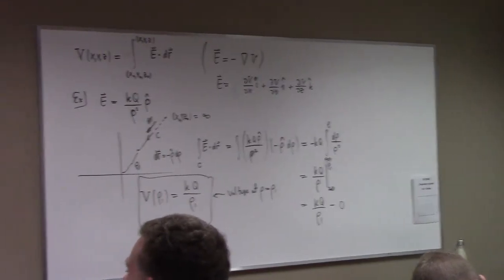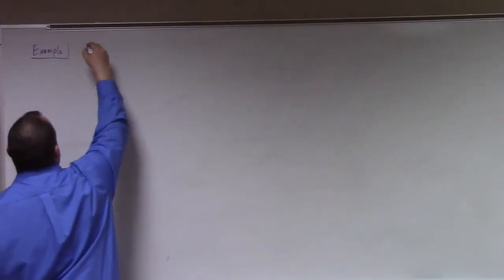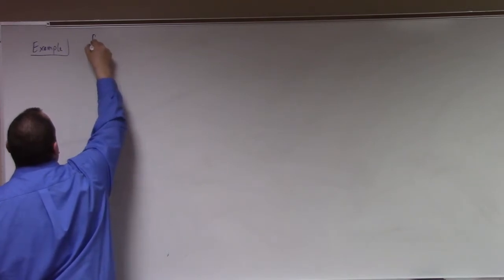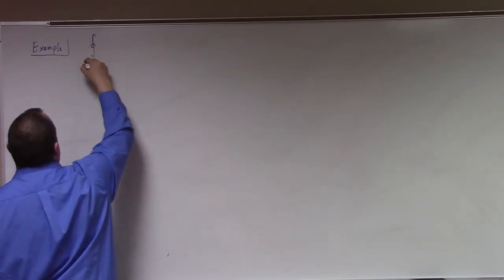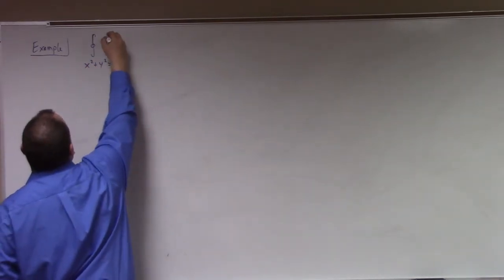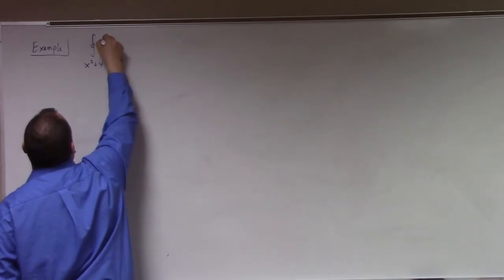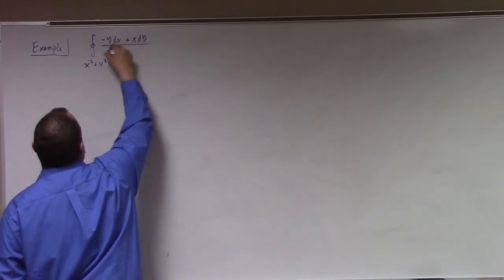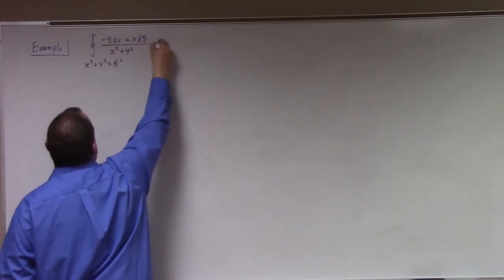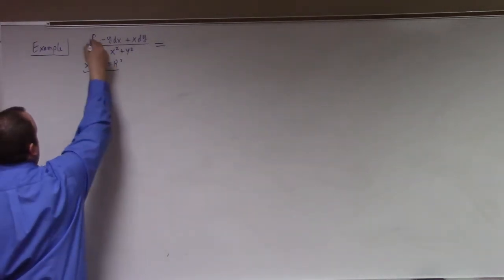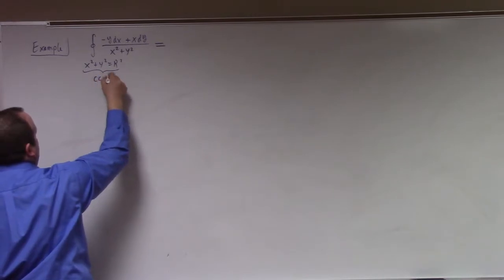Let's see here. Example. Suppose we want to calculate the integral over the unit circle. Well, not the unit circle. Let's say x squared plus y squared equals r squared, of minus y dx plus x dy divided by x squared plus y squared. So what does that notation mean? And it's too small on the board, but I'm going to say counterclockwise, okay?